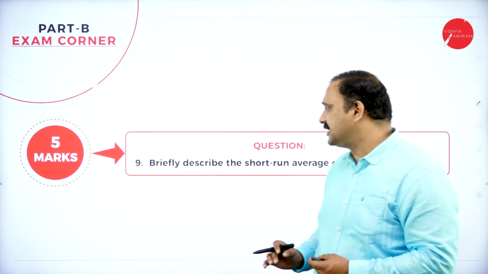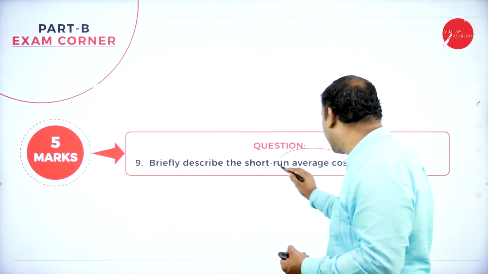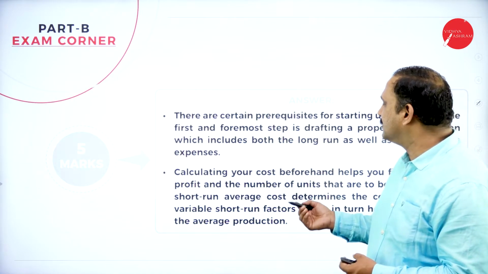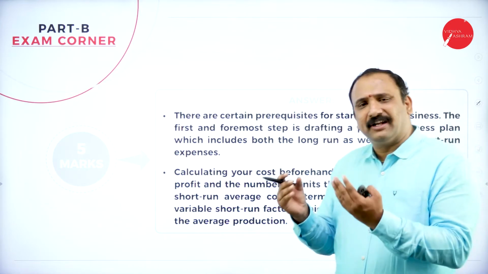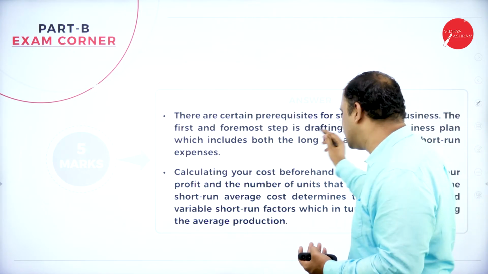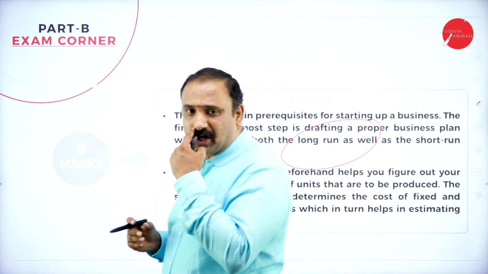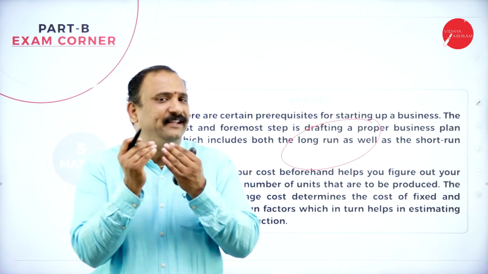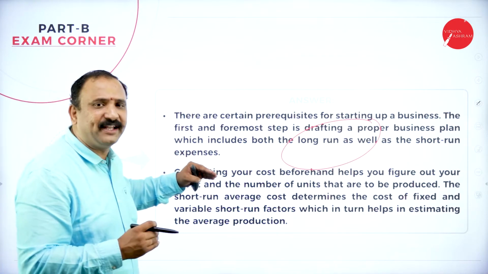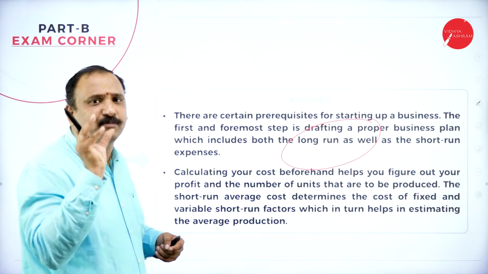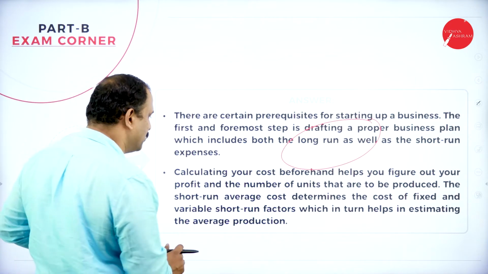Now the next question, briefly describe the short-run average cost curve, which is very, very easy. All we have to do is that there are certain prerequisites which we are talking about from a business standpoint. This is where we have to understand, the moment we talk about short-run, that means we are keeping the business at a very, very small time period. So the variables will be very less and most of them will remain fixed. That's the most important thing.